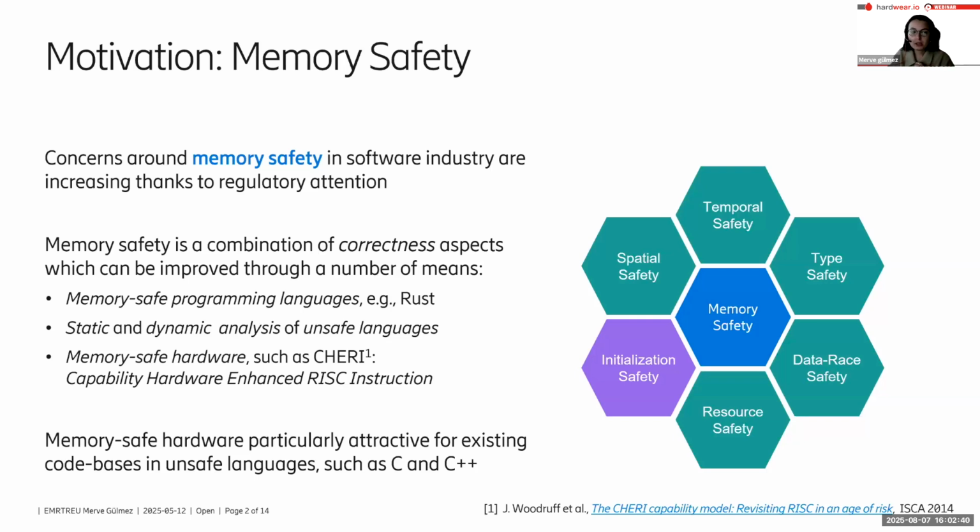Memory safety is a combination of correctness aspects which can be improved through a number of means. Even though there is no formal definition, we can define spatial safety, temporal safety, or initialization safety. How can we achieve memory safety? We can use a memory safe programming language, Rust, but if you consider millions of lines of C and C++, it will be so difficult to transition to Rust. You can also use static or dynamic analysis on your products. Static analysis has heuristics. Dynamic analysis has a performance bottleneck.